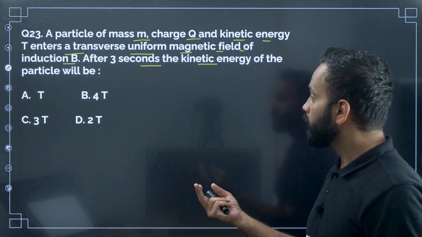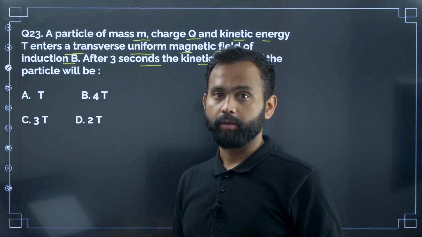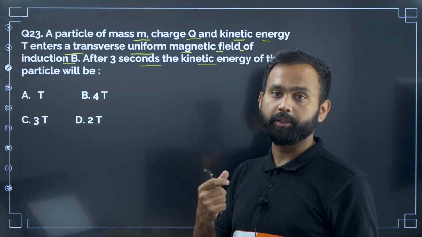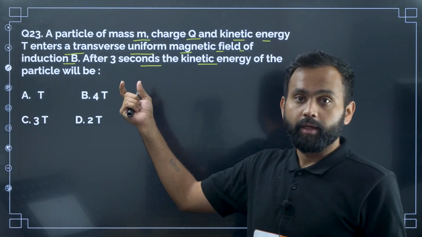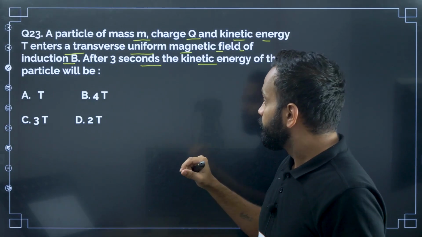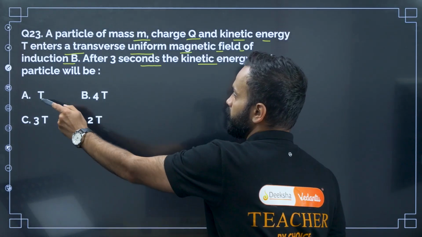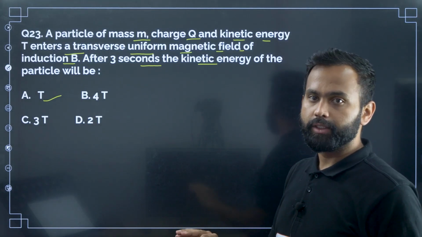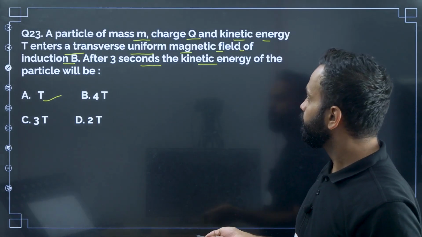Why? Because the speed of the particle does not change, right? Velocity will change, that is, the direction of the particle will change, but the speed, meaning the magnitude of the velocity, will not change. Okay, so the correct option is A, because kinetic energy is half mv square, and speed will not change. So therefore kinetic energy will also be the same.